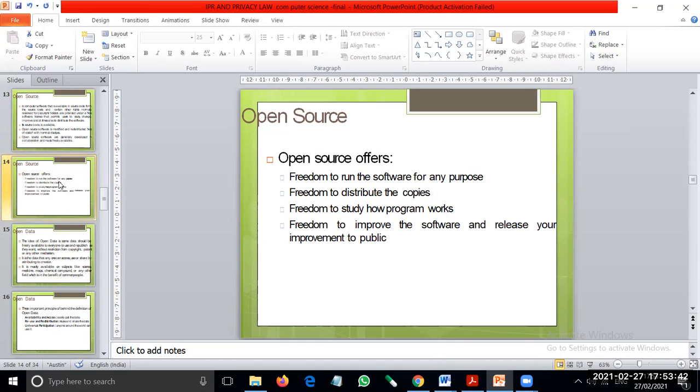ओपन सोर्स सॉफ्टवेयर के कुछ ऑफर्स हैं. They are freedom to distribute copies. आप कॉपीज डिस्ट्रीब्यूट कर सकते हो. Freedom to study how the program works. Freedom to improve the software. Freedom to run the software. तो इस तरह से कर सकते हैं चीजों को. मतलब आपका ओपन सोर्स सॉफ्टवेयर है तो आप डिस्ट्रीब्यूट कर सकते हो, स्टडी कर सकते हो, सॉफ्टवेयर का इंप्रूवमेंट कर सकते हो, पब्लिकली सेंड कर सकते हो, सॉफ्टवेयर को रन कर सकते हो.